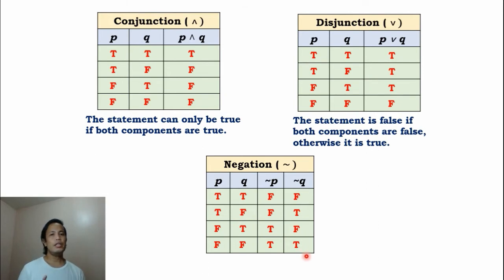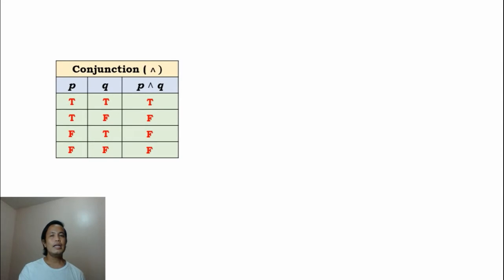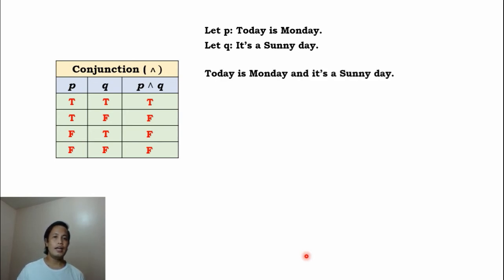Now we will be using this truth table for conjunction, disjunction, and negation in our examples. So let's proceed to our example. Let us have first the conjunction. For example, we are given, let P, today is Monday, and we let Q, it's a sunny day.